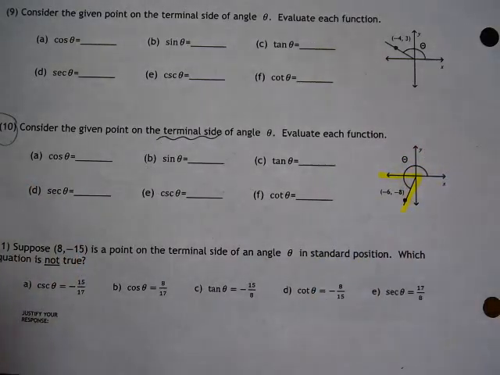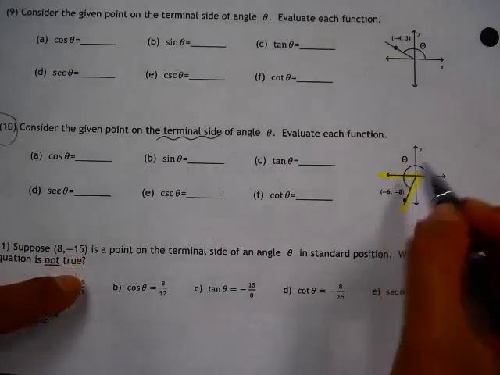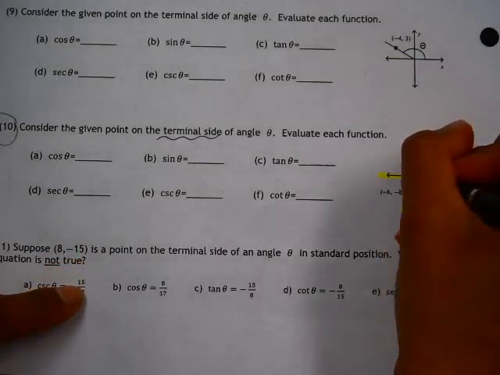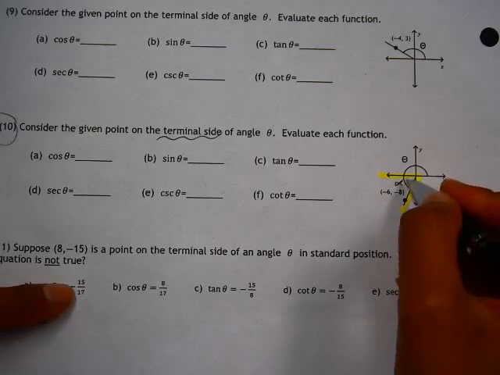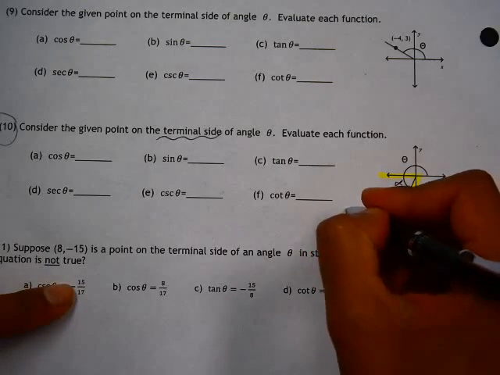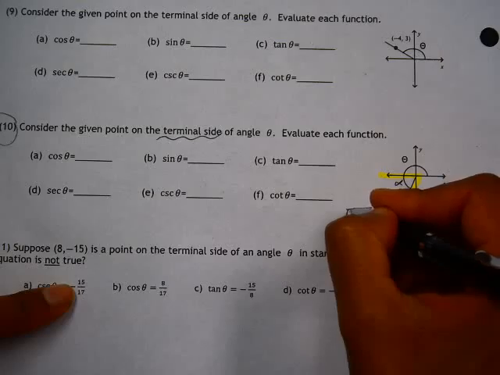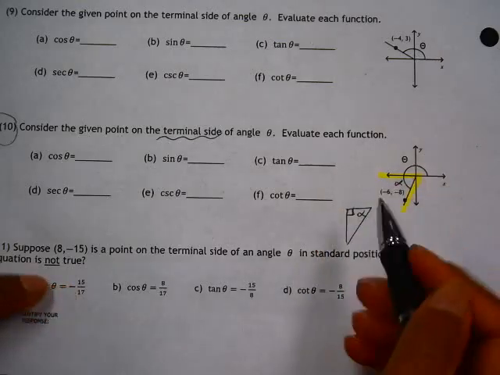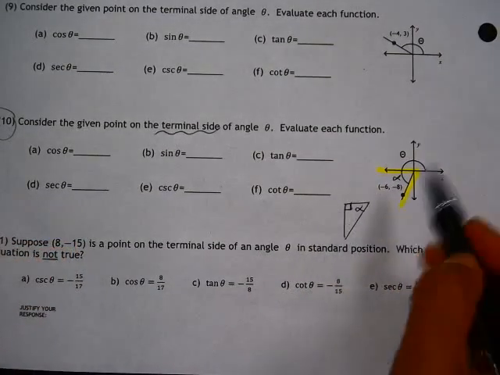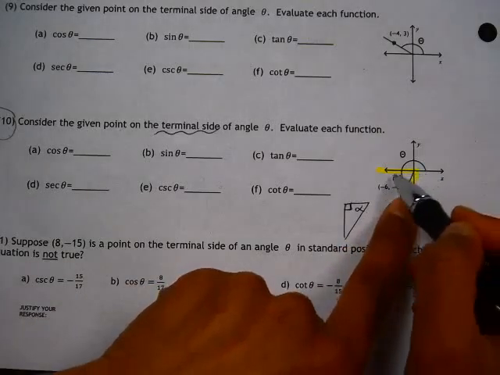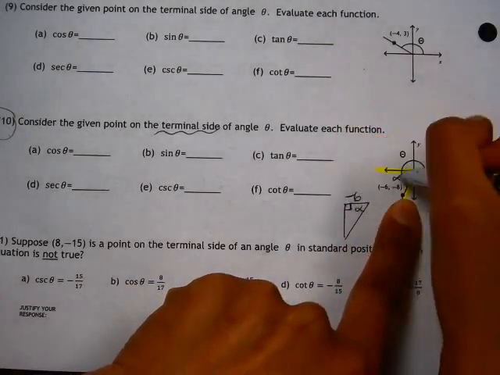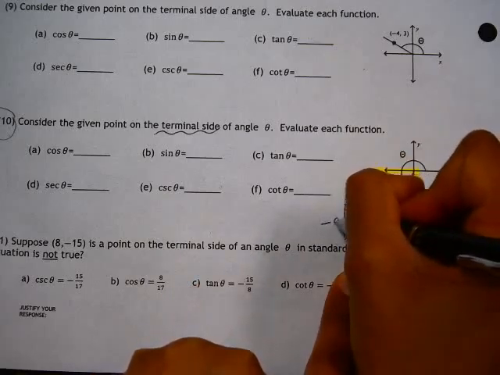So using that acute angle, you can call it anything you want. I'm just going to call that angle alpha. We can draw a triangle with this reference angle, a right triangle. To find the lengths of the sides of this right triangle, we need to use the point that's given. In the x direction, we're at -6. In the y direction, we're at -8.